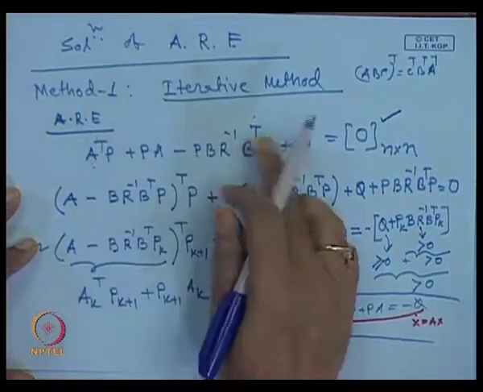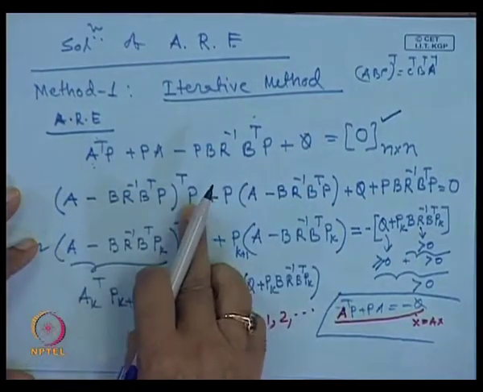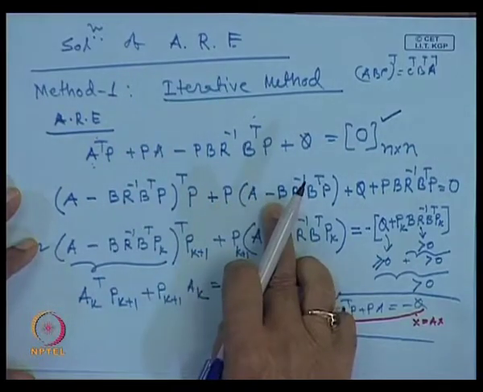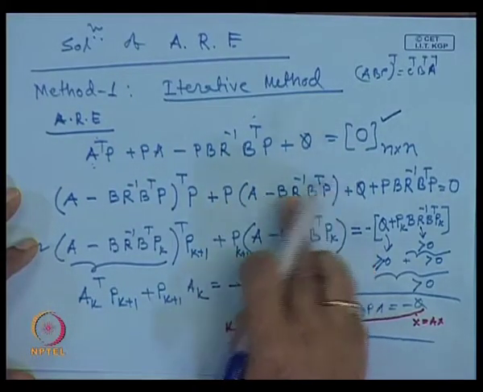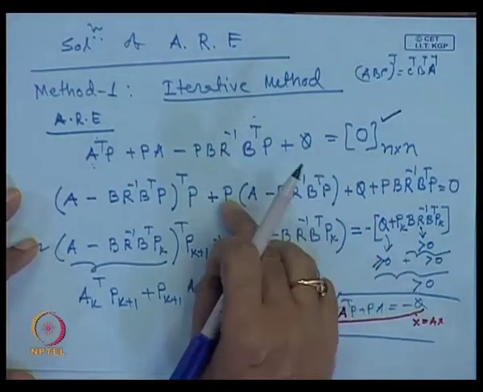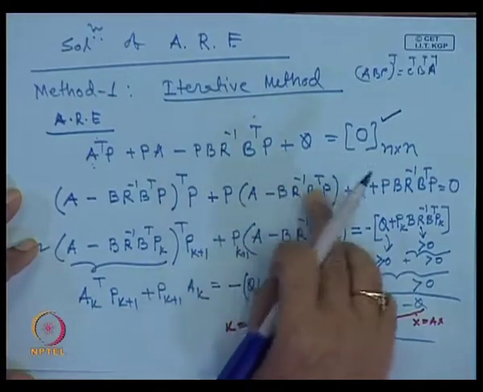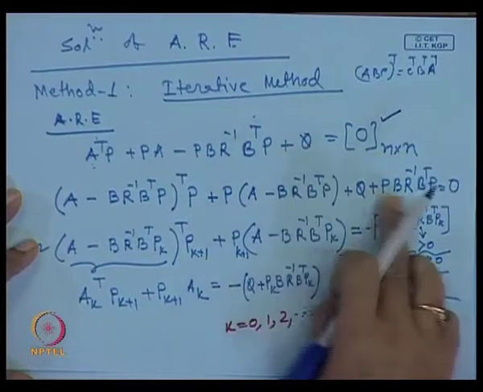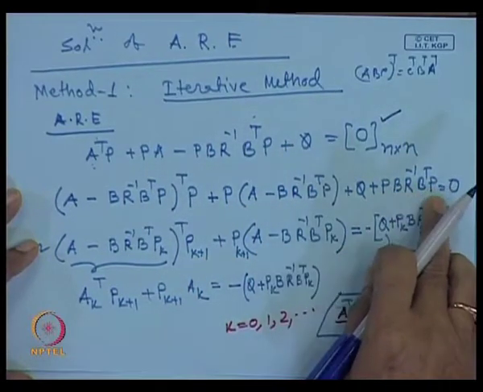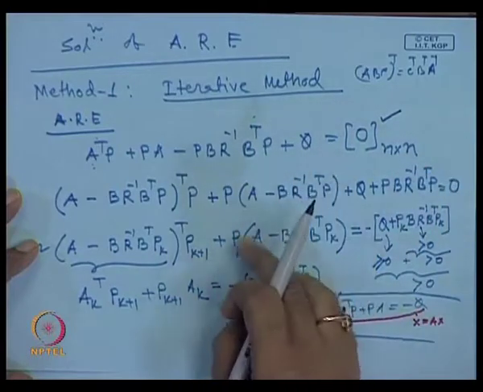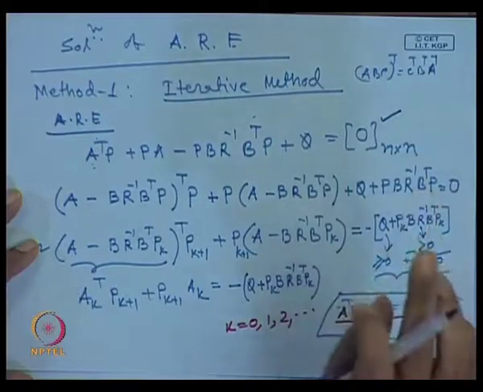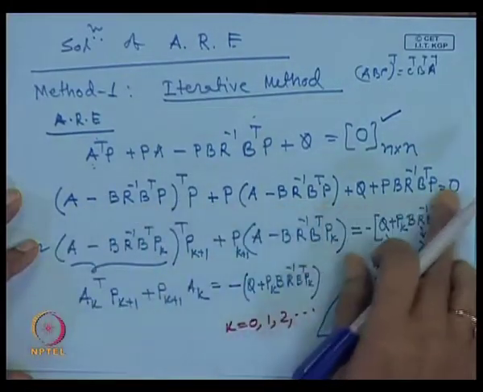So, this term and this term we club together, again P into A, this one, P into B R inverse B transpose P. There is another additional term added with a negative sign. With positive sign we have used here P B R inverse B transpose P. So, this and this cancelled, and this will remain the same as the previous equation. So, we have written it this way.